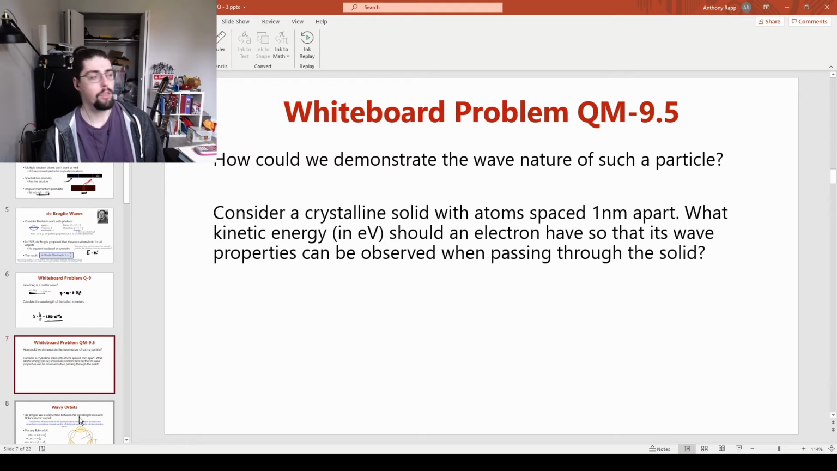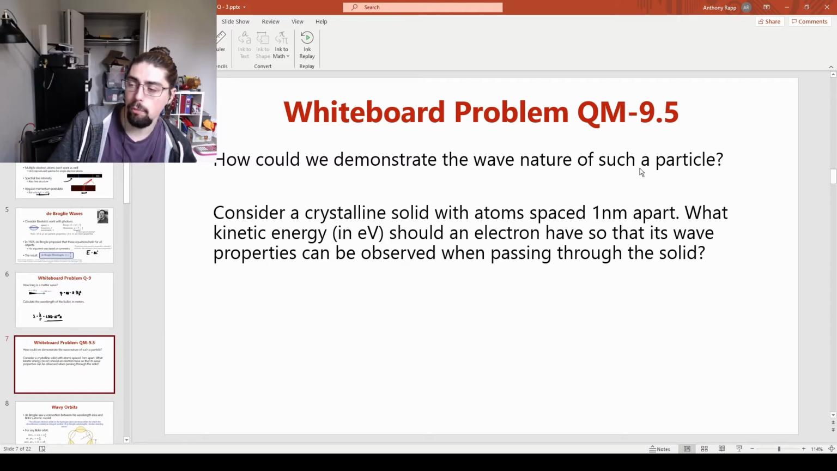So I think I'm just going to run through this one real fast to show you what I mean with this. What I'm really trying to say is that, okay, if all of the atoms are spaced 1 nanometer apart, then we are trying to get our de Broglie wavelength around that value. If we can make it around that value, then we can certainly get it to start exhibiting some of those wave-like behaviors.